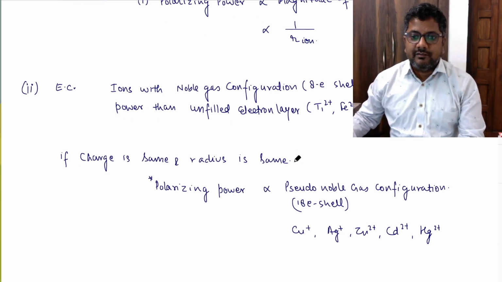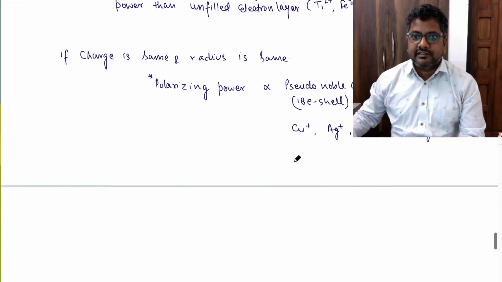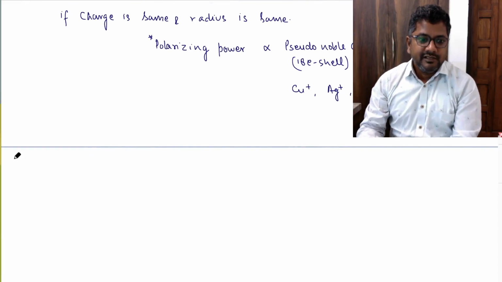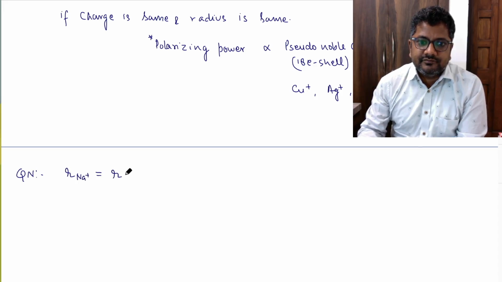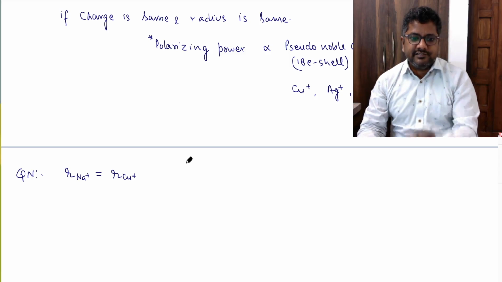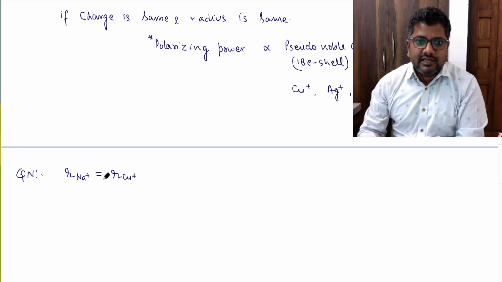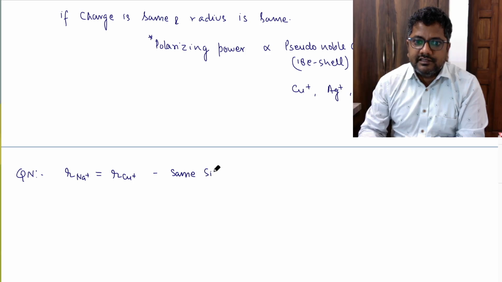So these are the points which affect the polarization and polarizing power of ions. See some examples for this and some property. See one question: the radius of Na plus is equal to the radius of copper plus. Both have same size, right? And both have same charge, means same size and same charge.